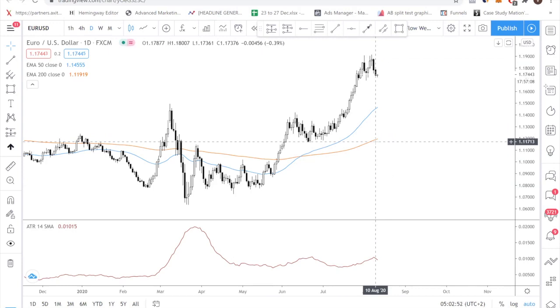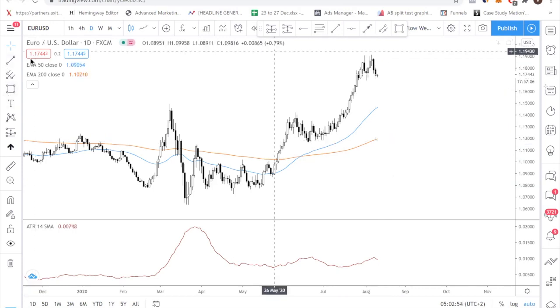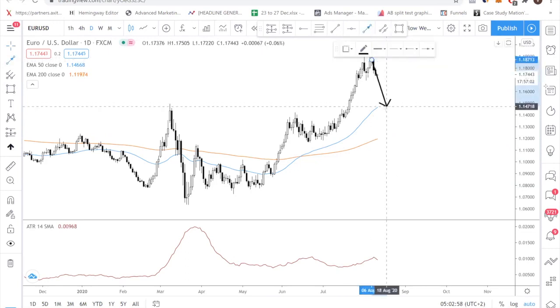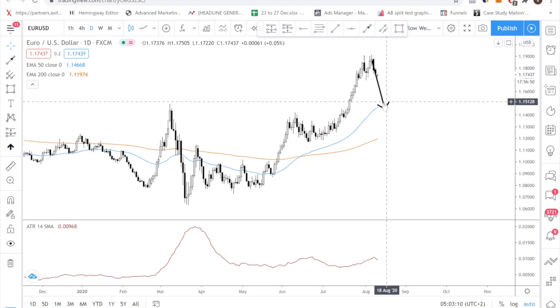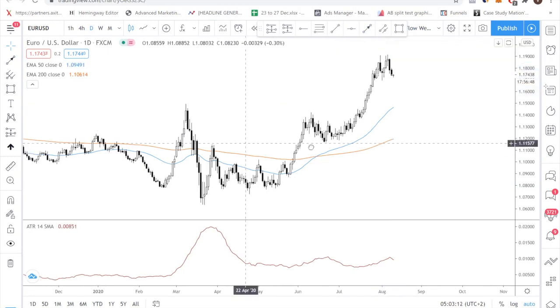So how do you buy? In this case, you want to wait for price to retrace to the 50 period moving average. You want to look for a candlestick pattern and then you want to enter the trade. Of course this hasn't happened yet, so let's go back into history so that I can show you some examples of this strategy.